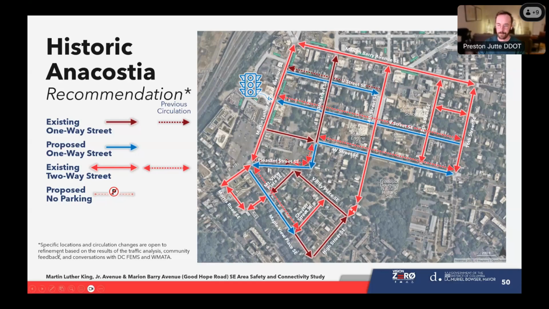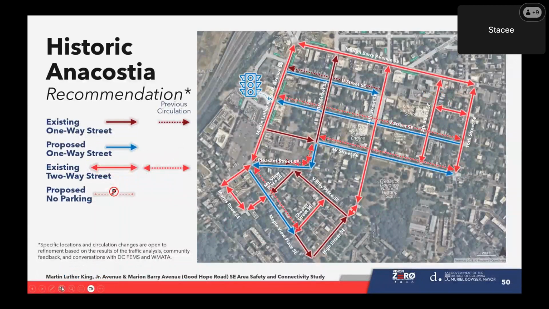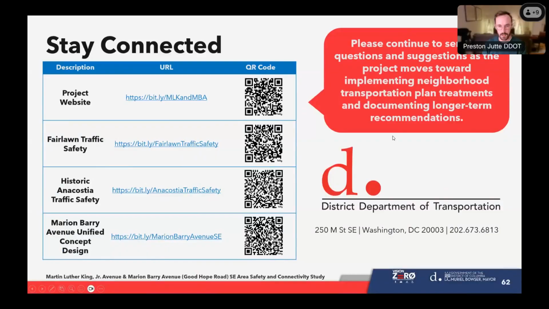So I'll read a series of questions. Did you consult with the Senior Center House at 1667 Marion Barry? I myself have not had a one-on-one conversation, but I'm happy to flag that. And again, like I said, there will be continued conversations. We can flag that and see if they'd be interested in having one of those one-off meetings to make sure that they know what we're planning on.